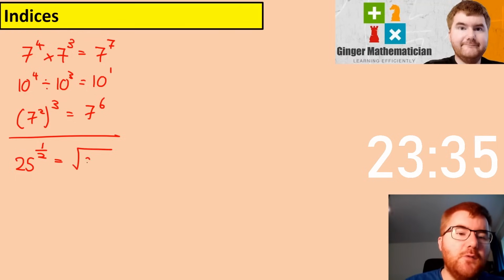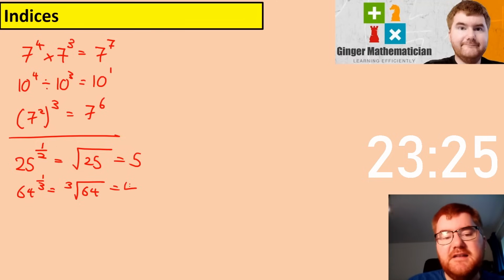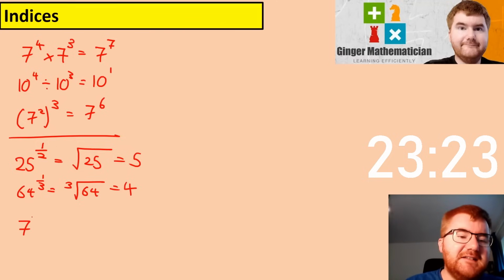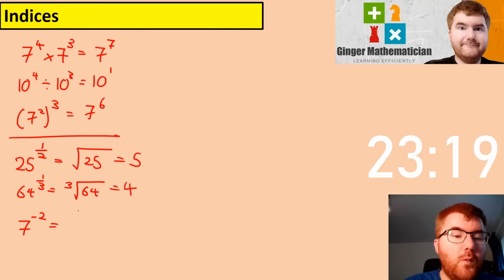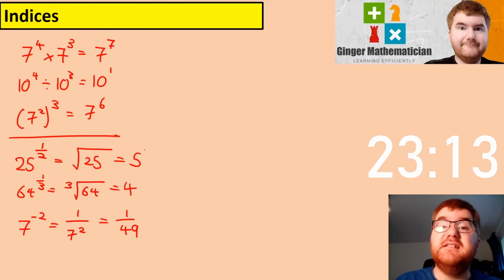If we have 25 to the power of a half, so any fraction is some kind of root. This is a square root, so that's equal to 5. If we have 64 to the power of a third, again, some kind of root. In this case, we have a 3, so we have the cube root of 64, and that's equal to 4. If we have a negative index, then it's 7 to the power of minus 2. It's always a fraction, so 1 over 7 squared, and that's equal to 1 over 49. They could mix all these things together.